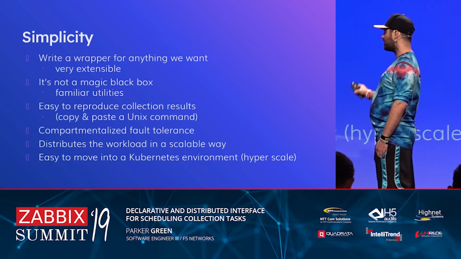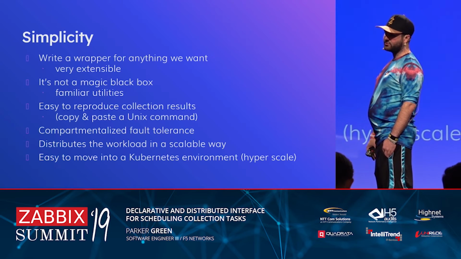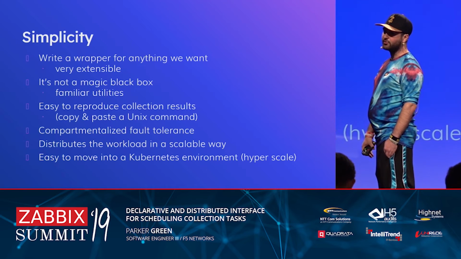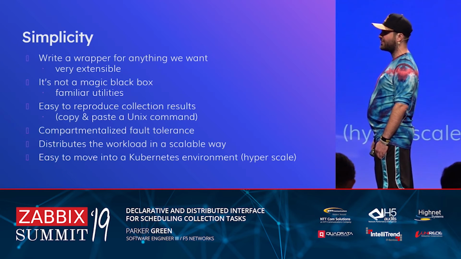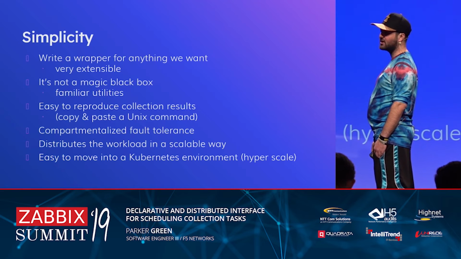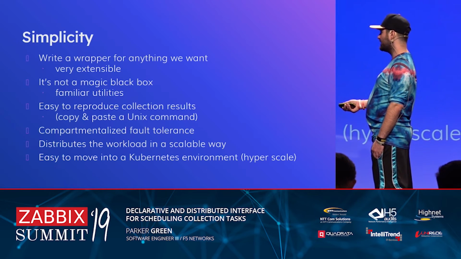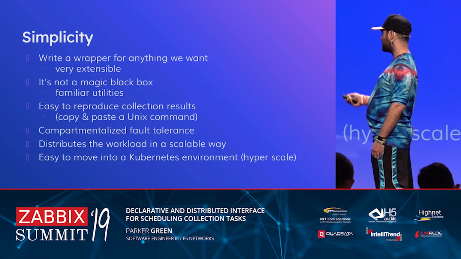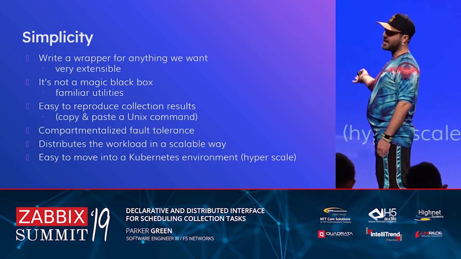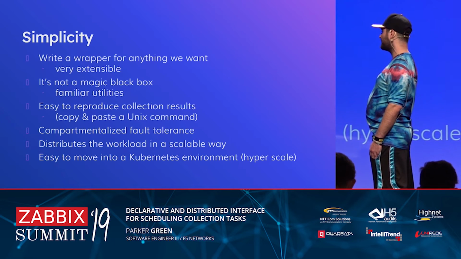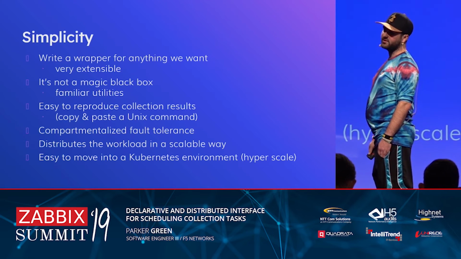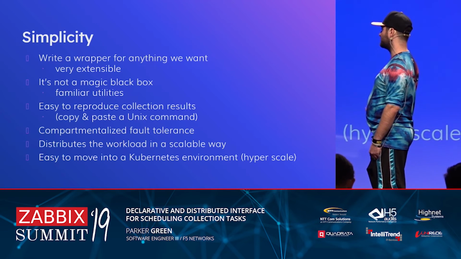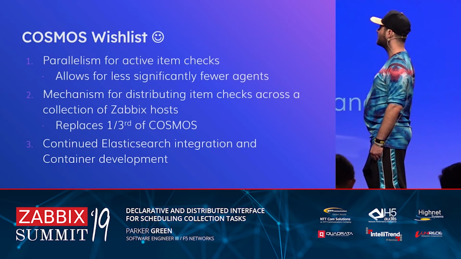It's compartmentalized for fault tolerance. We've distributed over hundreds and hundreds of T3 micros, and we have thousands and thousands of Zabbix agents running in containers. So any one going out of service doesn't impact us too much. And then with the active checks, we distribute the workload, and it's super easy for us to move this into a Kubernetes environment, which is not currently in.